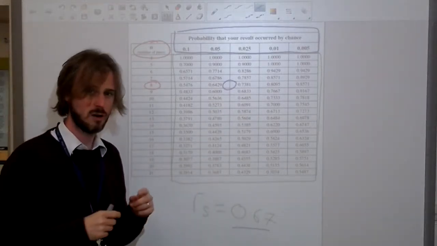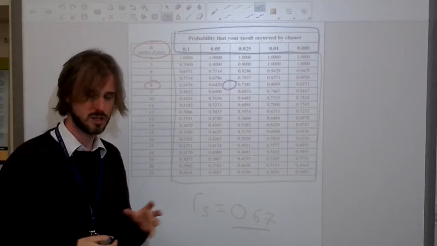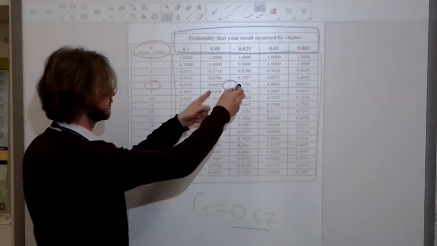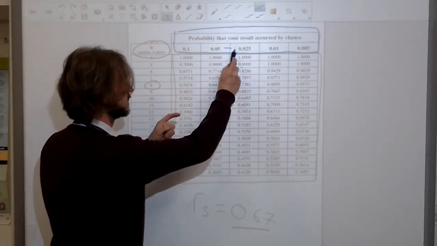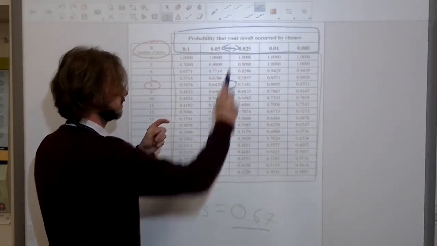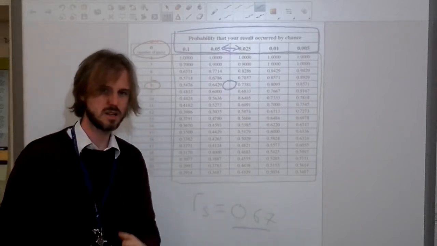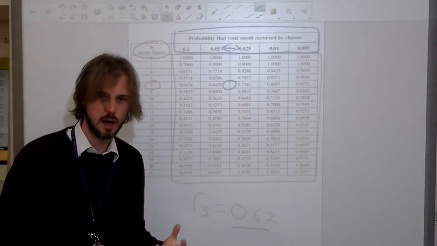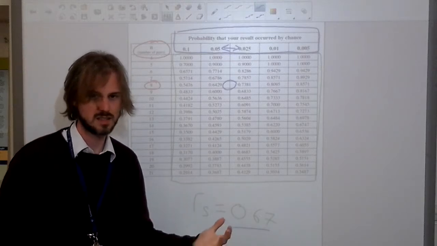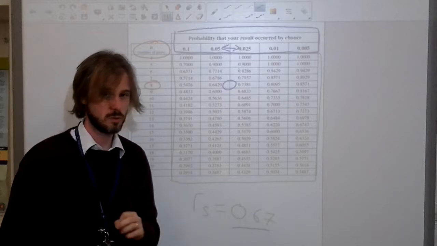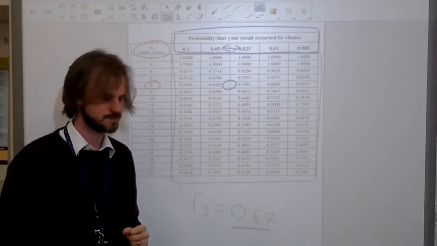That means I can now get an idea of roughly what the chances are of getting my correlation through random chance by reading up here. It's going to sit somewhere between 0.05 and 0.025. So that means the chance of me getting my correlation through luck alone is between 5% and 2.5%. This is what we would call a significant result.